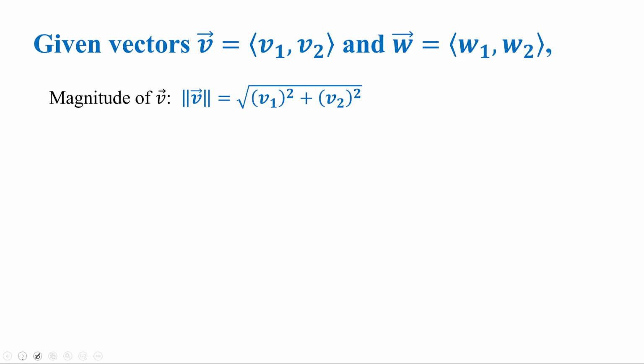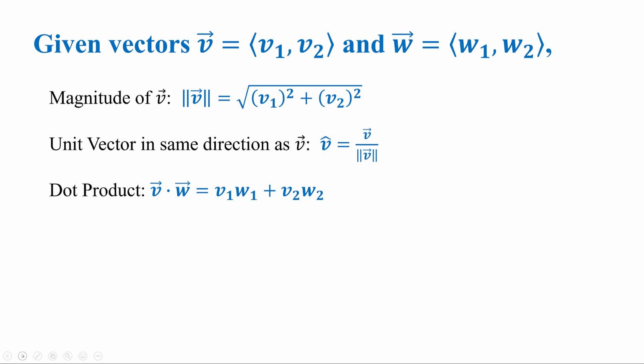And then if we move on to the next property that we're interested in, the unit vector in the same direction as the vector v can be found by taking the vector v and dividing it by the magnitude of that vector v, okay? And then the dot product of the vectors v and w, v dot w, is equal to v1 times w1 plus v2 times w2.